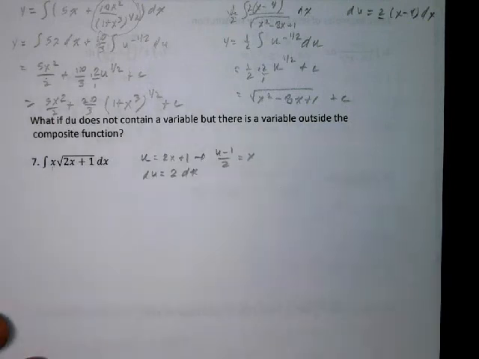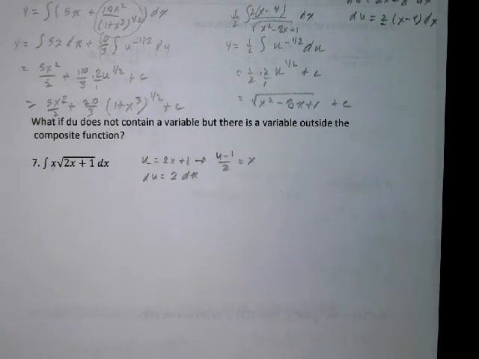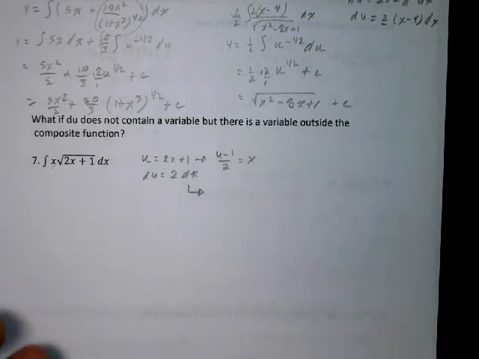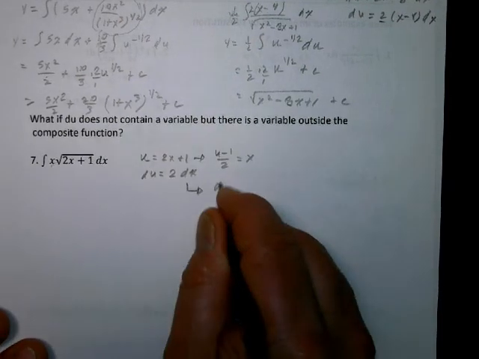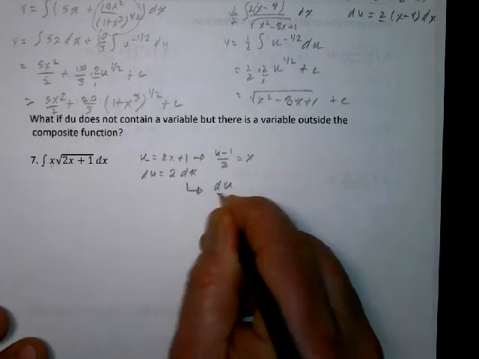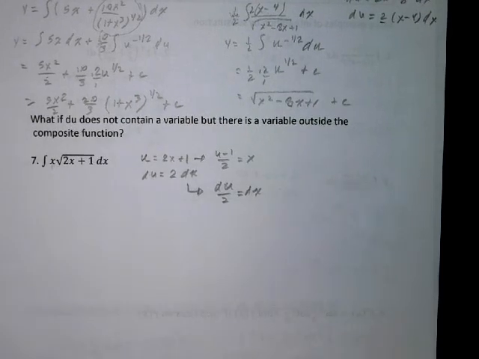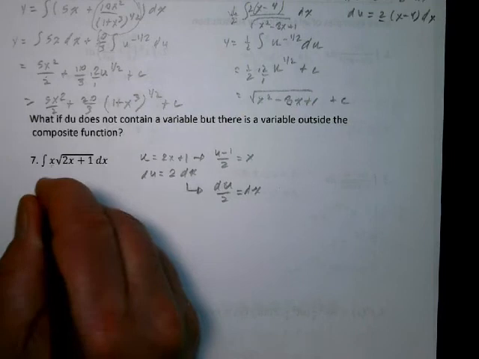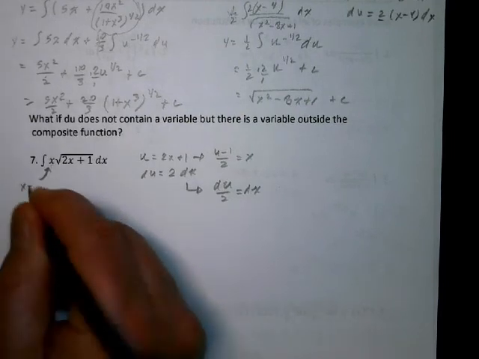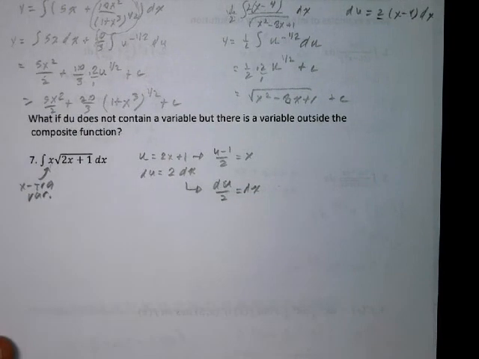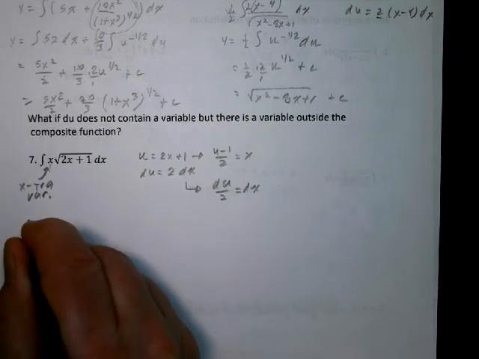What I'm going to do is solve this here for x. So u minus 1 over 2 equals x. Now du equals 2 dx, so du over 2 equals dx. Now we're going to piece everything together. Again, this is your extra variable.